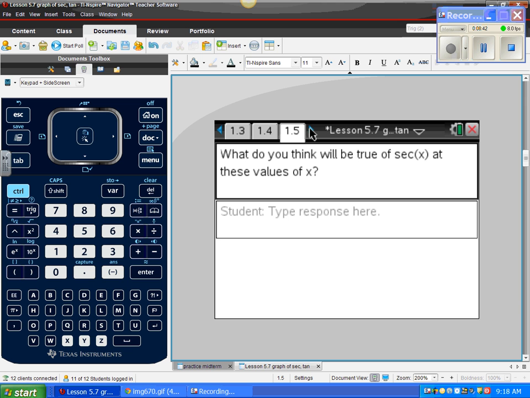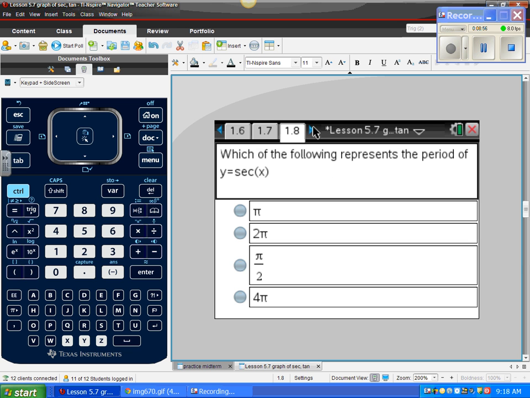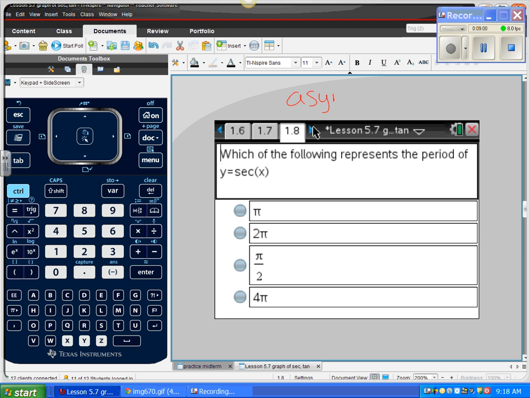Okay, so what happens when we have 0 for cosine? We have asymptotes. Okay, so that's 1.5. We have asymptotes at those values of x. We graphed it using our calculator. There you go.